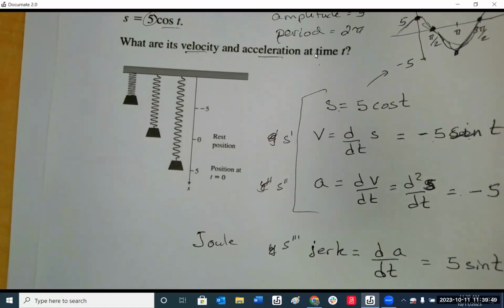So the jerk is the heat displacement? No, joule. That's a unit of measurement. Oh, yeah, because all energy displaces heat.